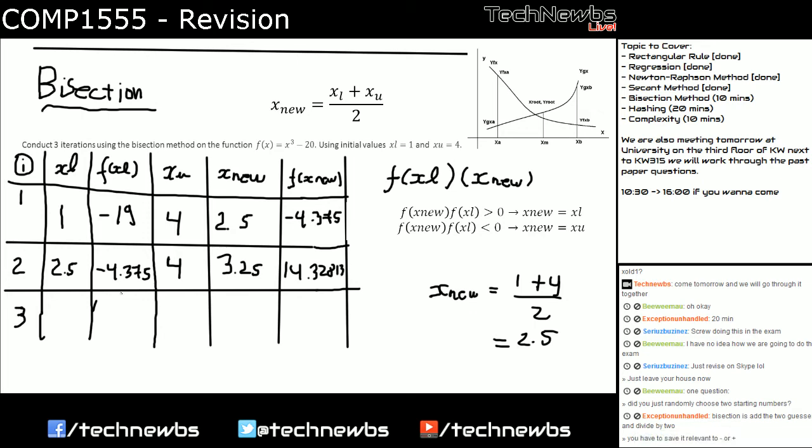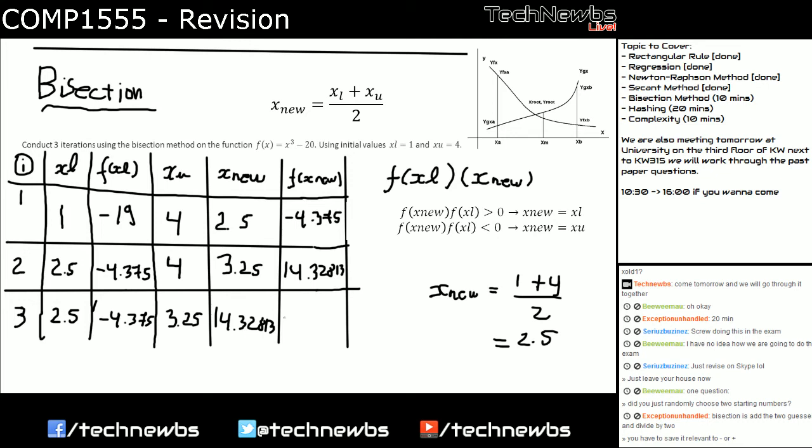Okay, now because the signs have changed, that means it will be a negative value. Negative will be less than 0 then. So the value that we got for x new will go to xu, and that is 3.25, and xl will stay the same, and that is minus 4.375, and that is 14.32813. And now just work out with that value then.